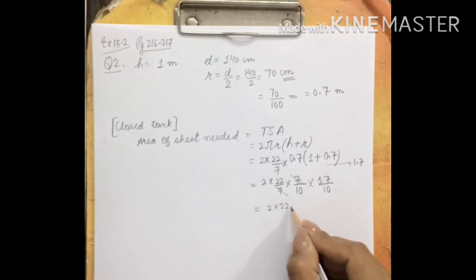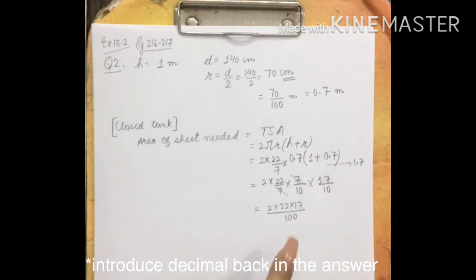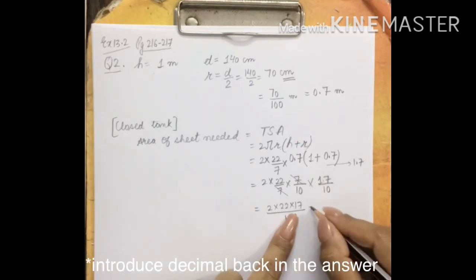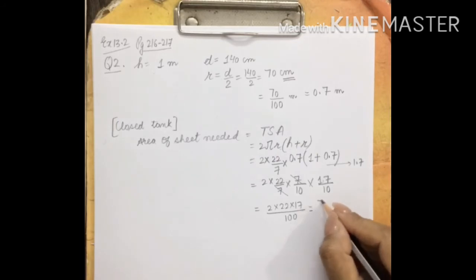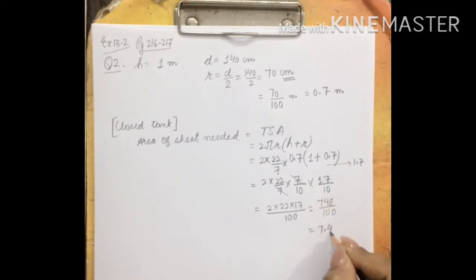I'll be multiplying my numerators. In the denominator I've got 100, and I'll be using this 100 to introduce the decimal back in the answer. So obtain the product: 44 multiplied with 17, it's 748 over 100. So this is 7.48 meter square. This is the answer for question number 2.